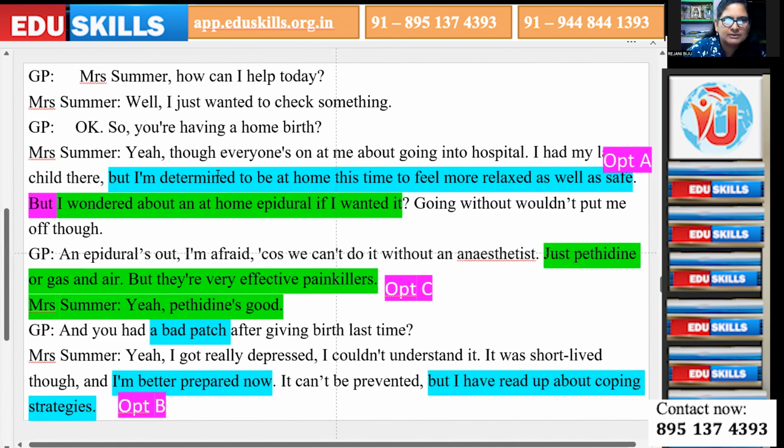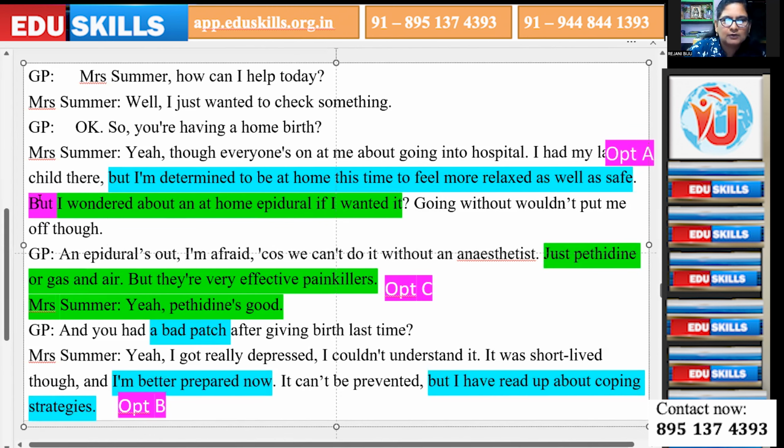Here she is telling that last time, the previous birth, was in the hospital. "Though everyone was on at me about going into the hospital, I had my last child there." So she was telling that last time it was a hospital birth. Now, "but I'm determined to be at home." That means she is comfortable with that. "This time to feel more relaxed as well as safe." So she is thinking that that's not a concern, that's not a problem for her. She is prepared for that.